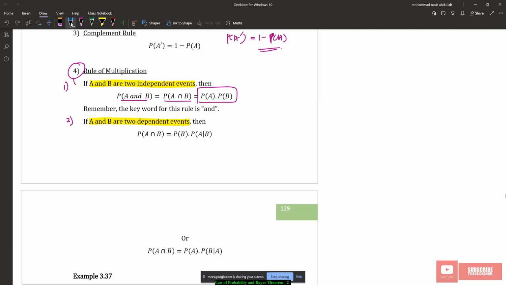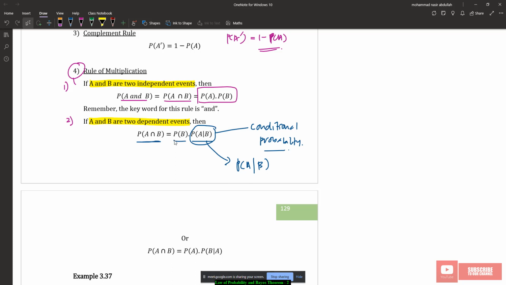For dependent events, probability of A intersect B is equal to probability of B multiplied with probability of A given B, right? So the original formula we will find in conditional probability. This is what we call conditional probability, right? Conditional probability means the probability of A given that B has already occurred.